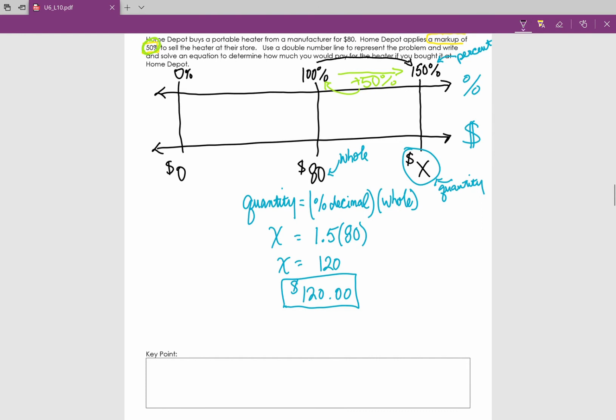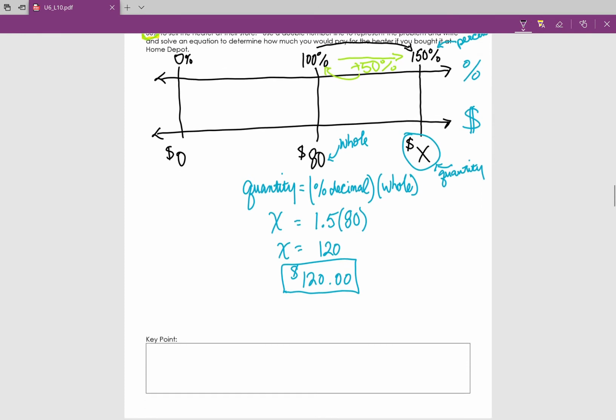And we're going to write that down in our key point. Markups and markdowns represent a percent change. And again, a percent change, if it's a markup, you need to add it to 100%. If it's a markdown, you need to subtract it from 100%.